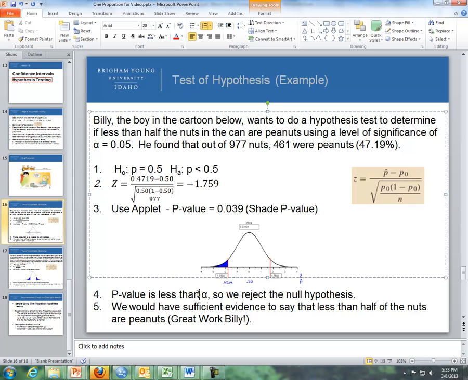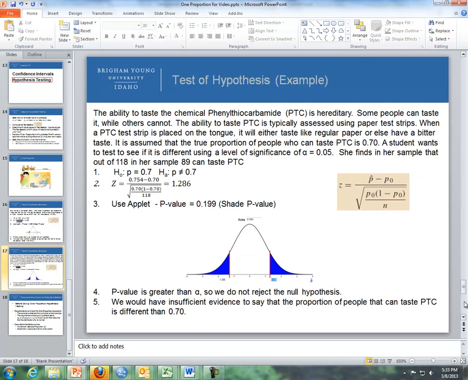And so since our p-value is less than alpha, which is 0.05, we reject the null, and we would have sufficient evidence to say that less than half the nuts are peanuts. Okay? Now let's go through one more example.